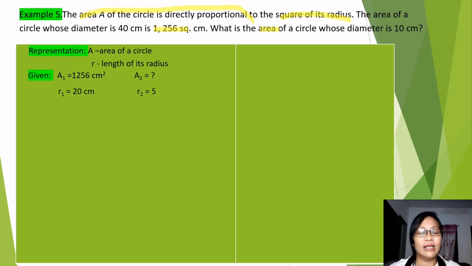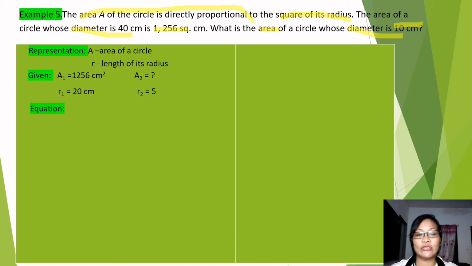And for our R sub 1, the radius, if you notice, the given here is the diameter, but we need R. So what is the relationship of the diameter and the radius? Remember that the radius is equal to 1/2 of the diameter. Therefore, 40 divided by 2, we have 20 centimeters. And for our R sub 2, 10 centimeters is the diameter, so 10 divided by 2 is equal to 5 centimeters.